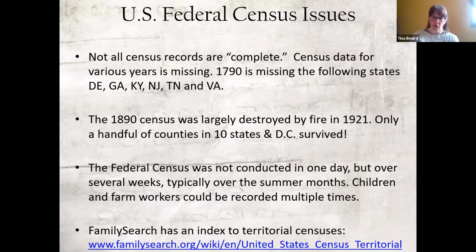But because it was done over a series of months, you run into that problem where you have the opportunity for people to be counted more than once. And I'll show you an example of that.